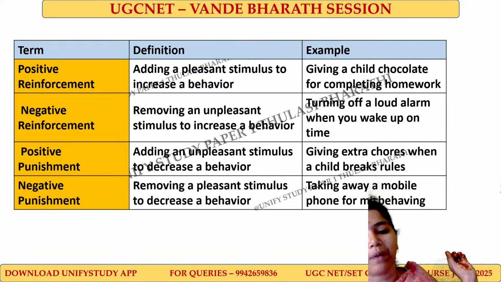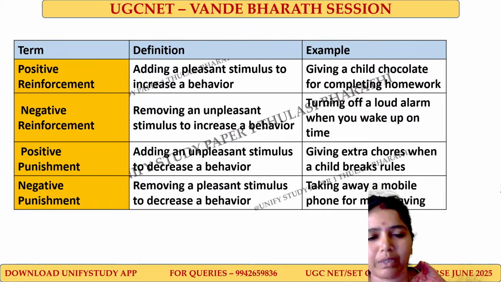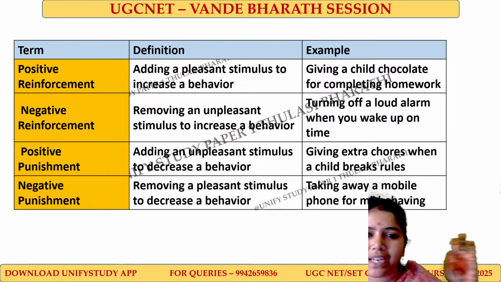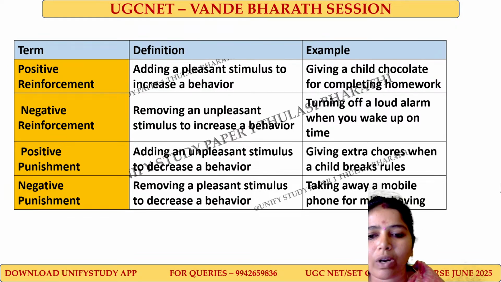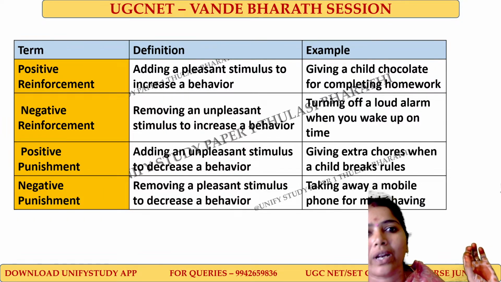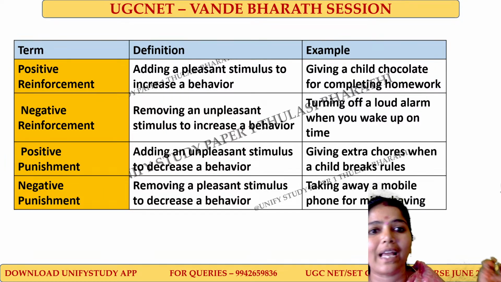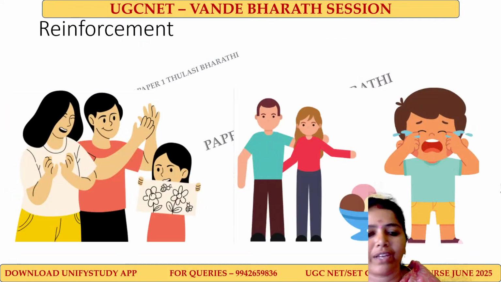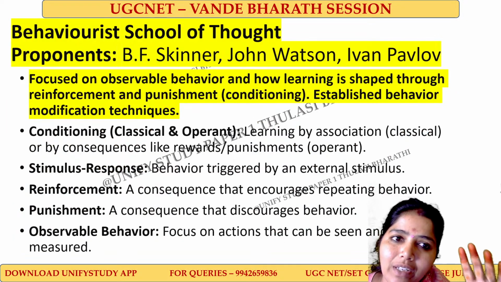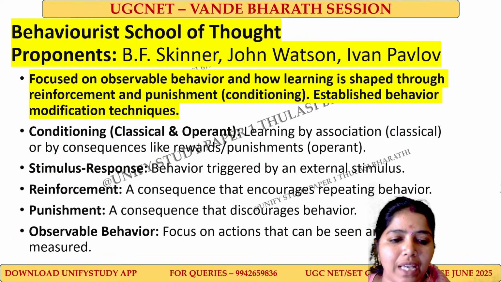Removing a pleasant stimulus to decrease the behavior. Whenever a student misbehaves, whenever a child misbehaves, right, what we will do? Immediately we will remove their mobile phones from them for misbehaving. So what will happen? They will not do it. It's called negative punishment. Negative punishment, right? Very good. So these are all the important terms that we have to understand in behaviorist theory.